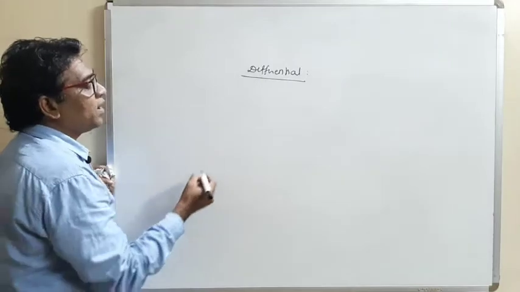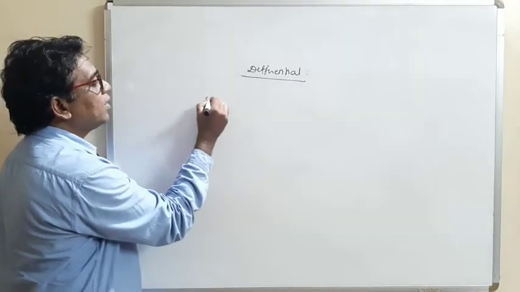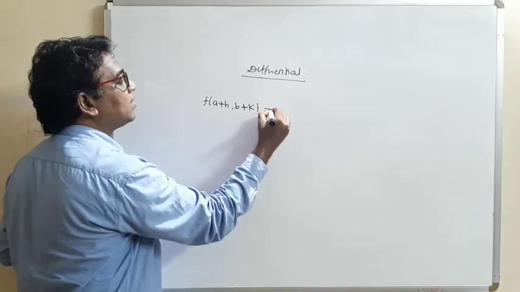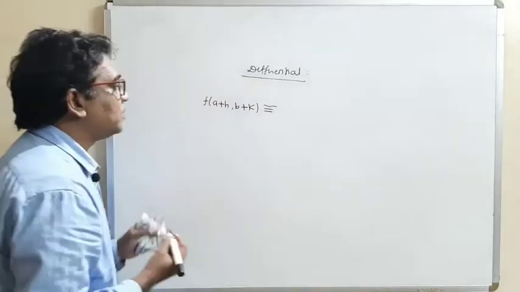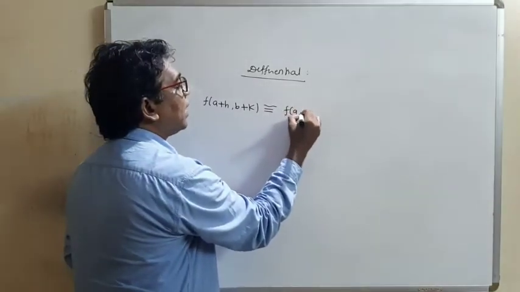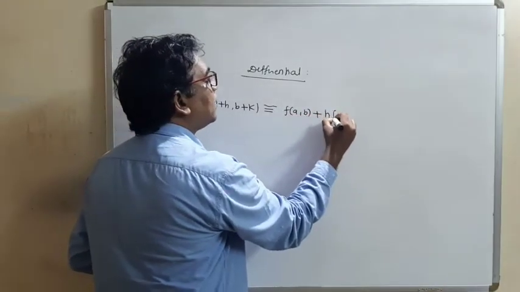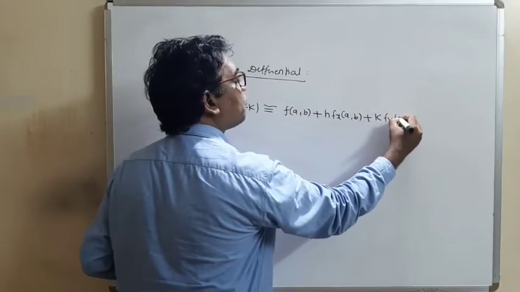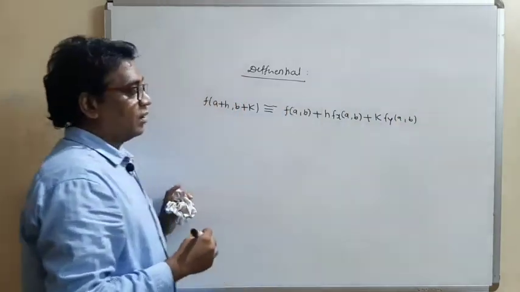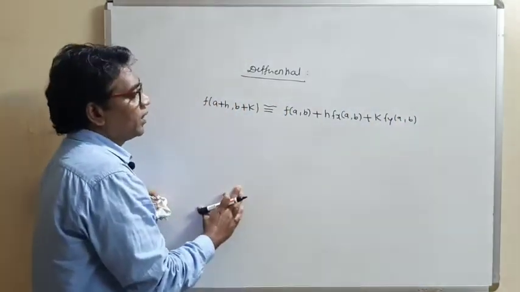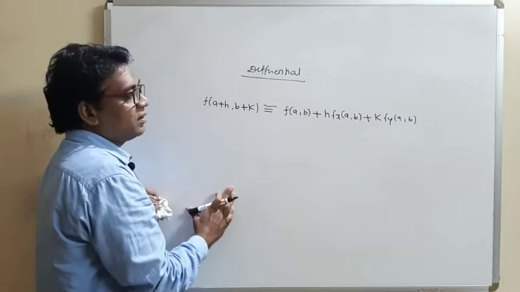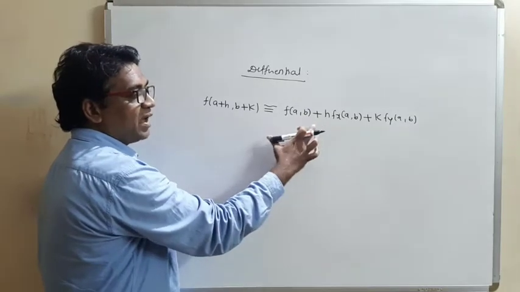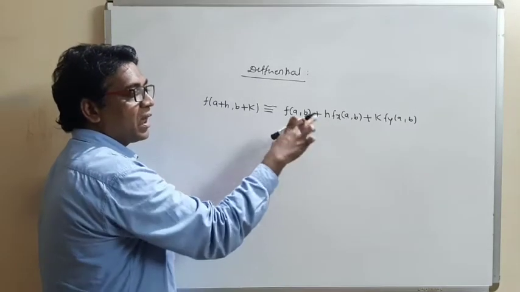Now see what is this formula. This is given by f of (a plus h, b plus k). This is approximately equal to f of (a, b) plus h times fx at (a, b) plus k times fy at (a, b). What is this formula? f of (a plus h, b plus k) is approximately equal to f of (a, b) plus h fx at (a, b) plus k fy at (a, b).